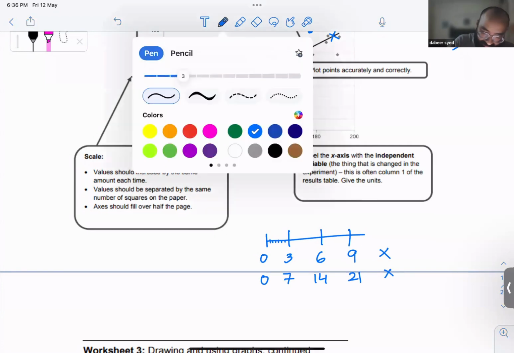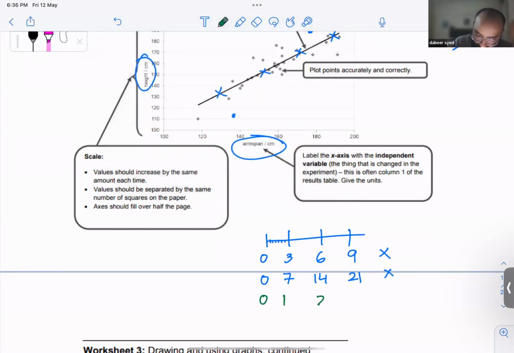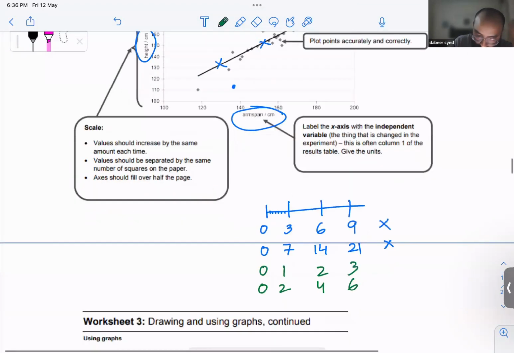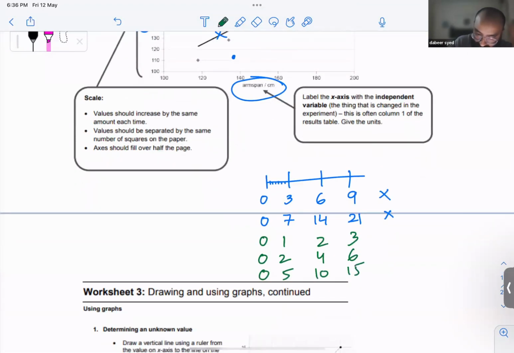But what are the correct scales? So you could go for 0, 1, 2, 3. You could go for 0, 2, 4, 6. You could go for 0, 5, 10, 15. These are all your correct scales. These are not odd scales, and the 2 blue ones that I made above, these are odd scales.